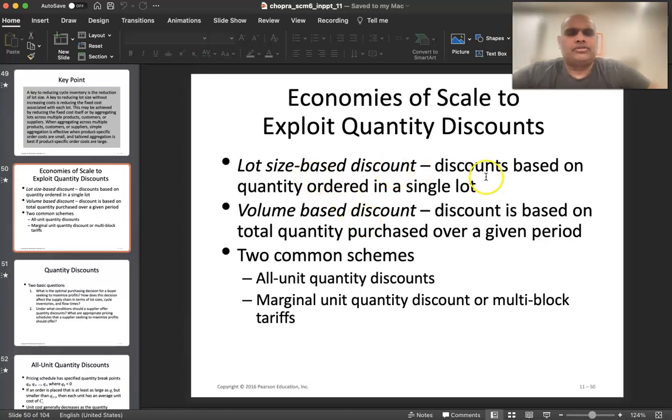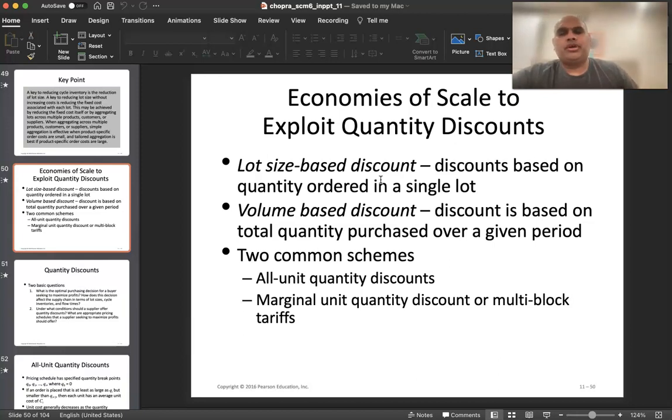Lot-based quantity discounts are based on the quantity ordered in a single lot. And volume-based quantity discount is based on the total quantity purchased over a period of time, right? So every time you place an order, if you remember the EOQ problem, you order the same amount. So if you have a lot-based quantity discount, then the amount that you order should be large enough that you're able to exploit the discount that you get by ordering larger quantities.